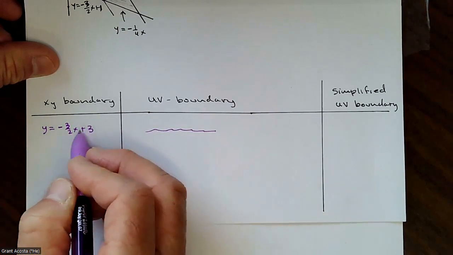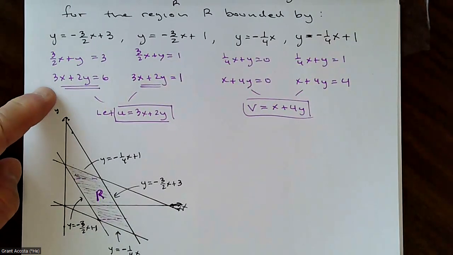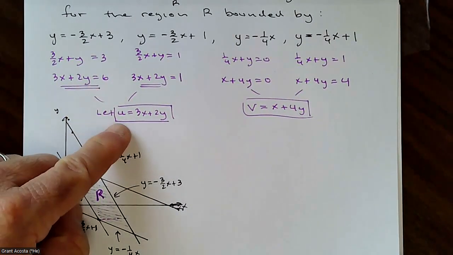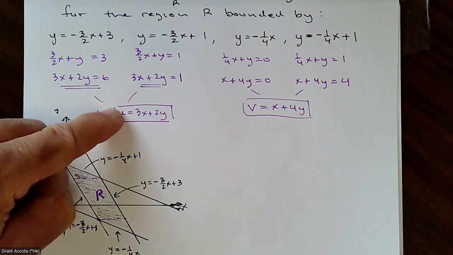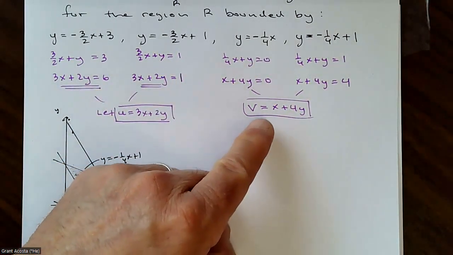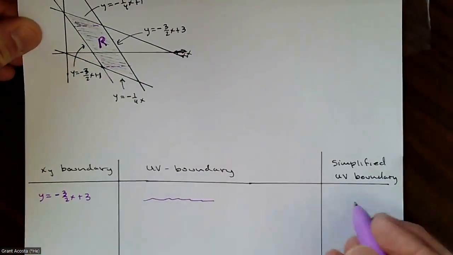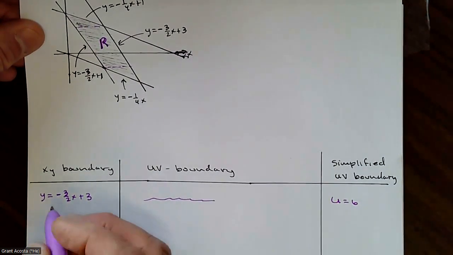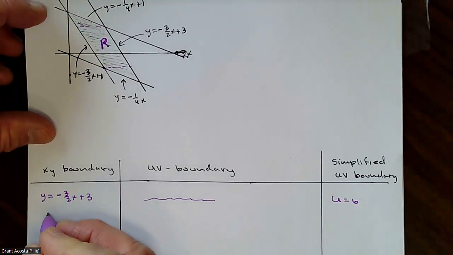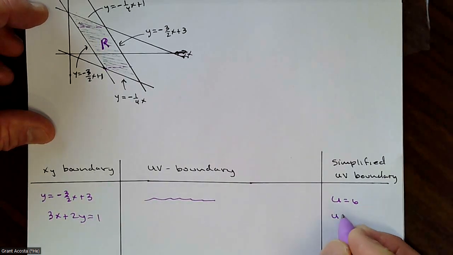But we already know that that line, 3x plus 2y equals 6, corresponds to u equaling 6. And the left line corresponds to u equaling 1. This is v equals 0, v equals 4. So all four of these lines, I guess this one's technically u equals 6. The other line, why don't we just write it the other way, 3x plus 2y equals 1, that corresponds to u equals 1.